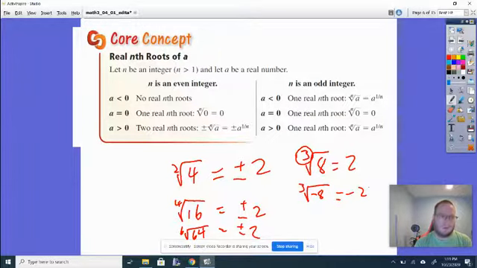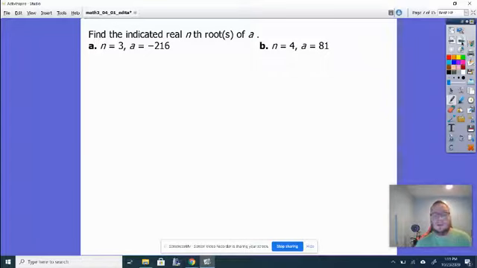So if you have an even root, both answers. Odd root, one or the other, depending on what the inside was. Okay, so let's look at those. So the indicated root here is 3. So I've got a cube root of negative 216.